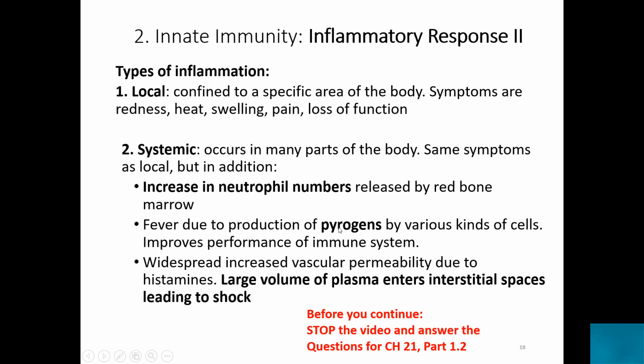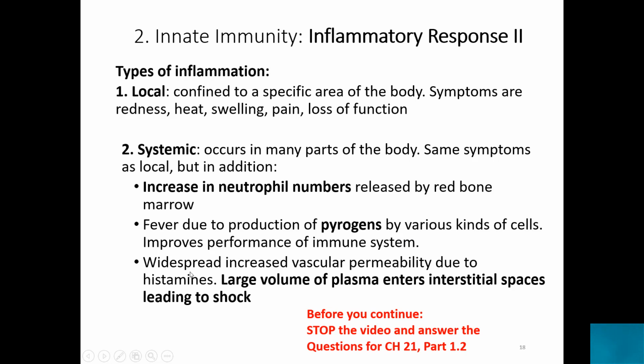Different types of cells produce substances called pyrogens, and they cause an increase in body temperature, fever, and that is important for performance of the immune system. And also, some types of bacteria cannot reproduce at higher temperature.